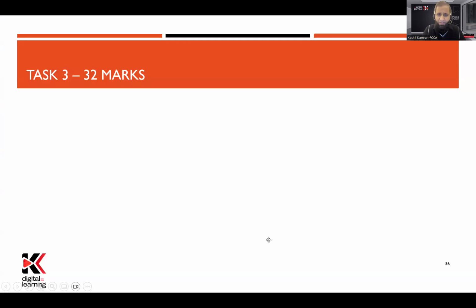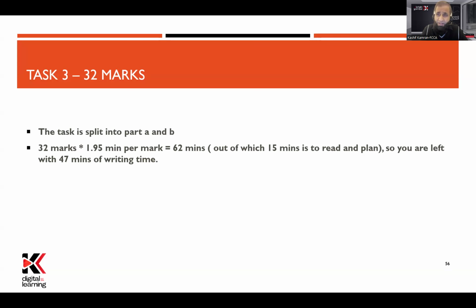Now, task 3 is for 32 marks, so that's the second most significant task in this mock exam. Yesterday, we were looking at task 2, which was 40 marks. Now this is 32 marks, and already we have seen task 1 at 28 marks. Again, this task is split into A and B, so almost every task we saw was split into A and B.